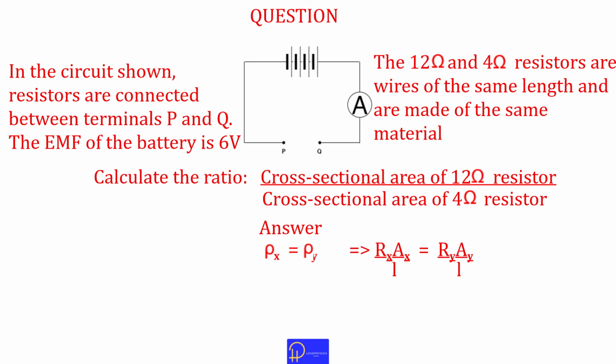With that being established, we make our substitutions. The ratio we have to find is the cross-sectional area of the 12 ohm resistor, which we are indicating as A subscript X, and the cross-sectional area of the 4 ohm resistor, which we are indicating as A subscript Y. If we simplify, we are going to get Ax over Ay is equal to 4 over 12, and that will give us 1 over 3. So the ratio is 1:3.